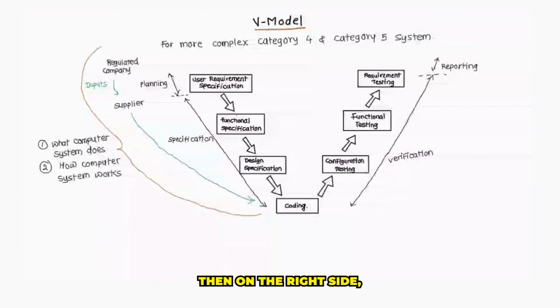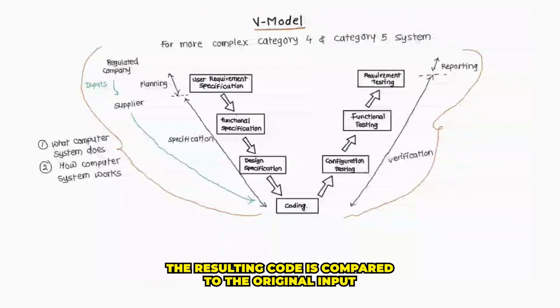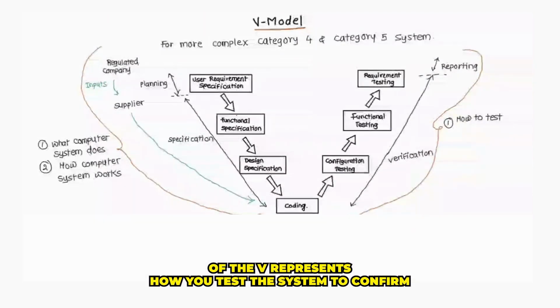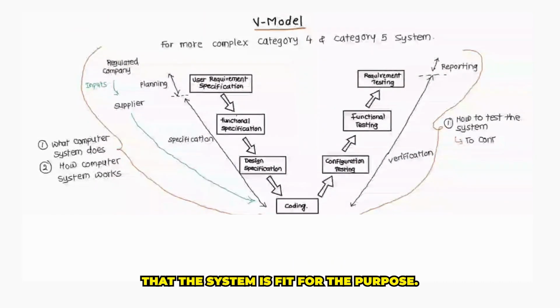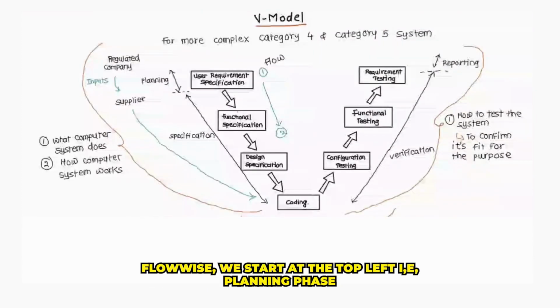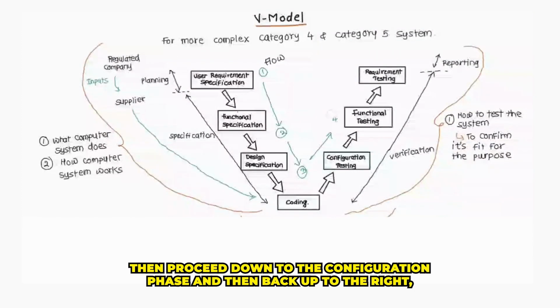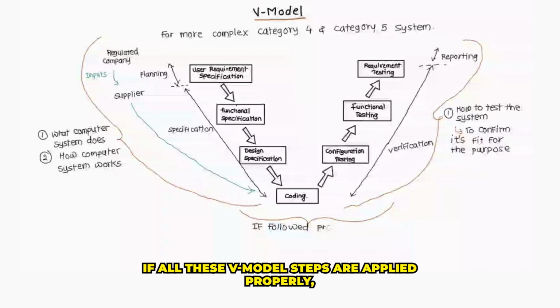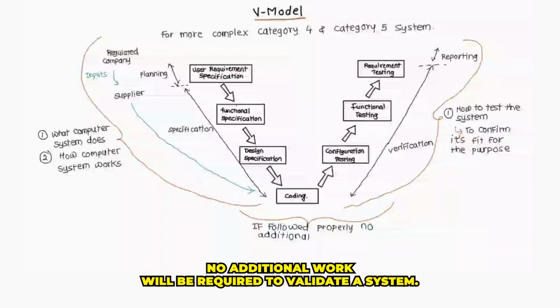Then on the right side, the resulting code is compared to the original input to ensure that the customer requirements are met. The right-hand side of the V represents how you test the system to confirm that the system is fit for the purpose. Flow-wise, we start at the top left, that is the planning phase, then proceed down to the configuration phase, and then back up to the right, ending at the reporting phase. If all these V-Model steps are applied properly, no additional work will be required to validate a system.